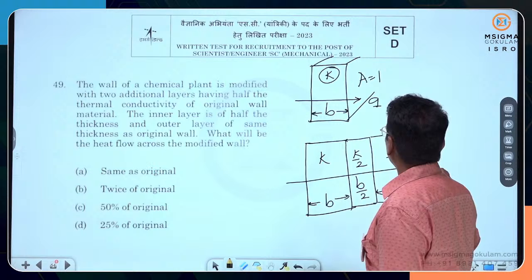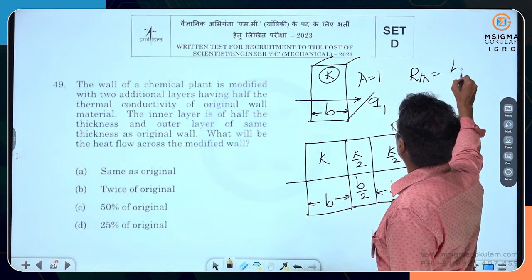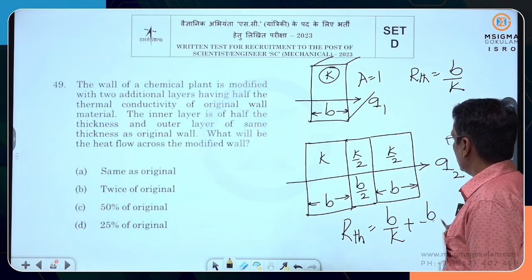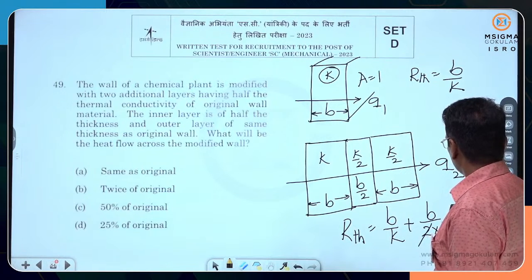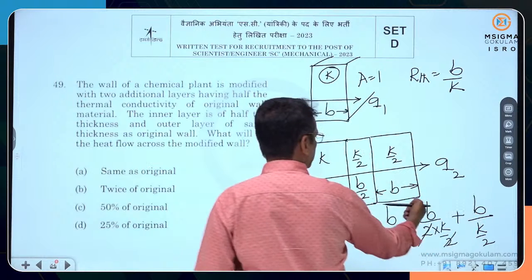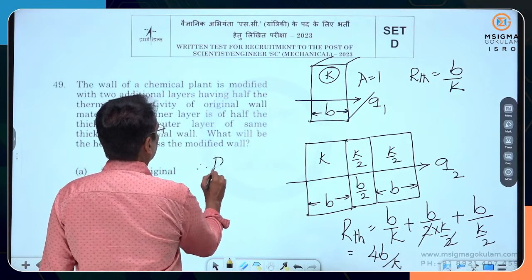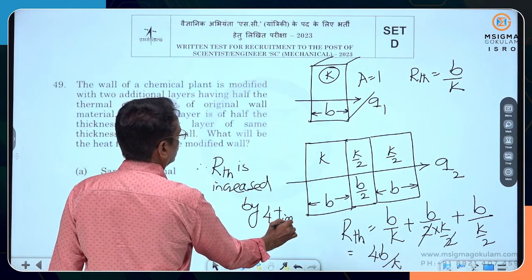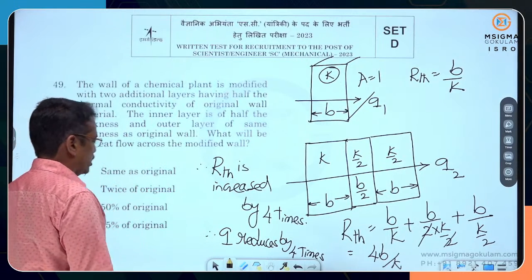Now what is the rate of flow here? If this is Q1, what is Q2? What is the thermal resistance here? B by K. What is the thermal resistance now? B by K plus B by 2 divided by K by 2 plus B by K by 2. It becomes 2B plus B plus B, that is 4 into B by K. Therefore, thermal resistance is increased by 4 times, so Q reduces by 4 times. Answer is D, 25% of the original.